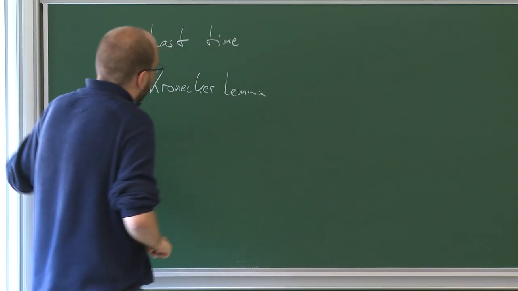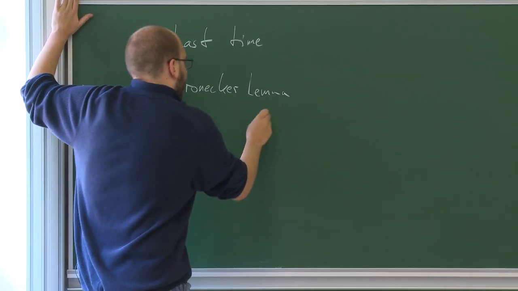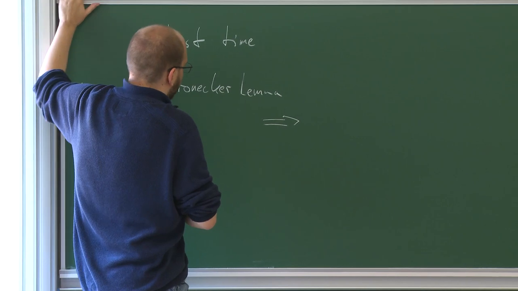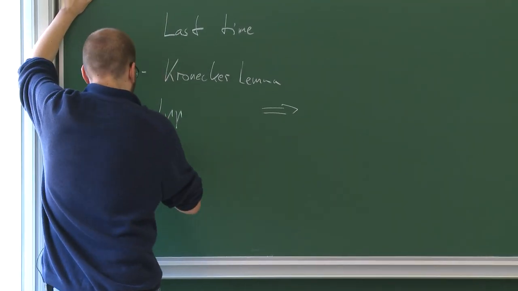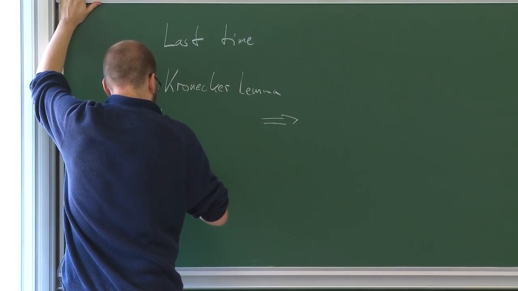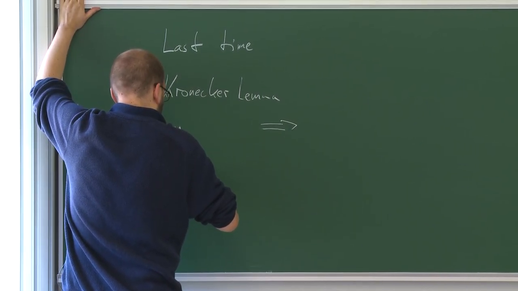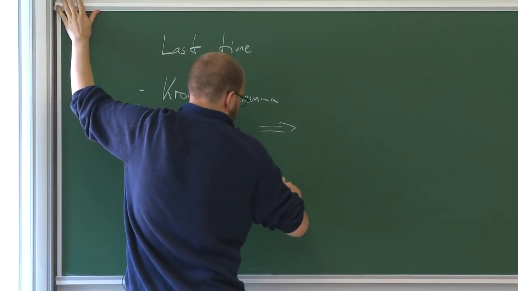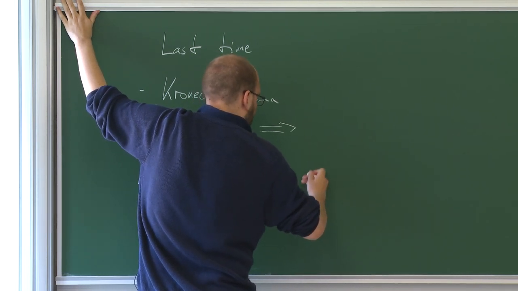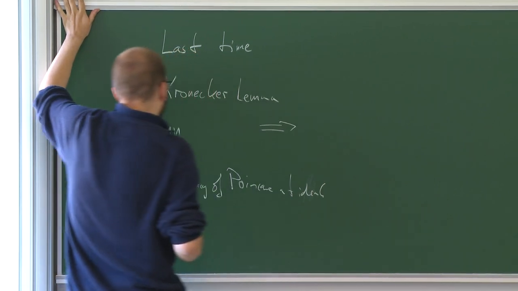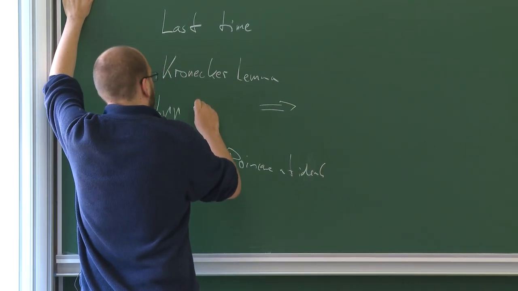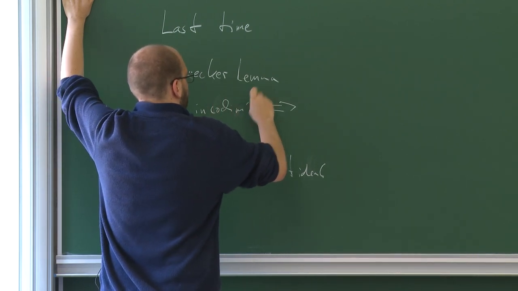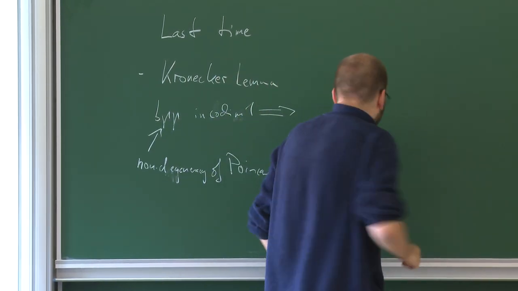Which helped us, essentially what it gave us is the Poincaré pairing property, the non-degeneracy of the Poincaré pairing at ideals, implied somehow in codimension one, implied the existence of Lefschetz elements.